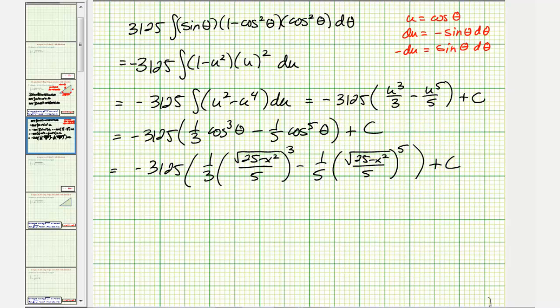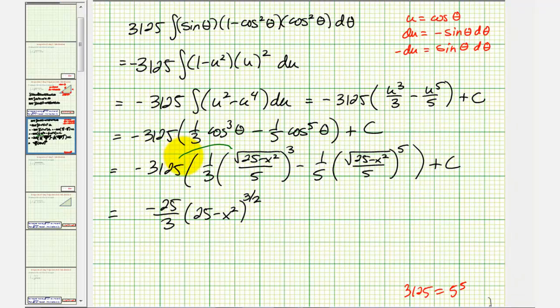Now we need to simplify this. Remember that 3,125 is equal to 5 to the 5th. So when we distribute negative 3,125 here, notice here we have 5 to the 3rd in the denominator, and this would be negative 5 to the 5th in the numerator. So this ends up being negative 25 thirds times, now the square root can be written to the 1/2 power, so we would have 25 minus x squared, and the exponent would be 1/2 times 3, or 3/2.